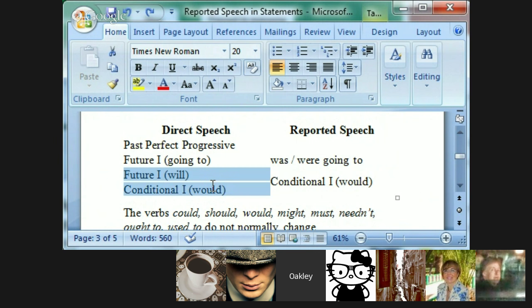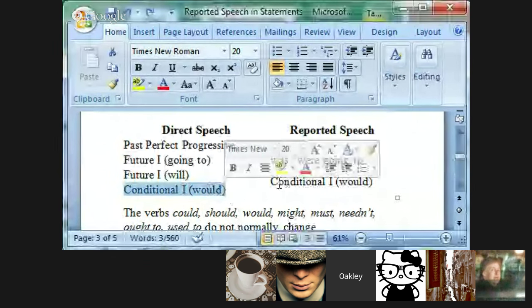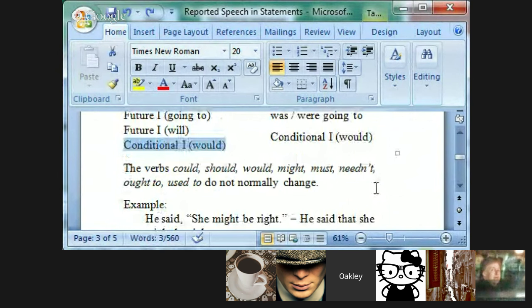Will, we did see an example of this. The first conditional is going to become would. So we saw this earlier with will. I will be there at noon. He said he would be there at noon. I would like to go to Spain. He said he would like to go to Spain. I can't really change that. Notice that conditional one: if I had a chance, I would like to go to Spain. He said that if he had a chance, he would like to go to Spain. I can't really change anything.